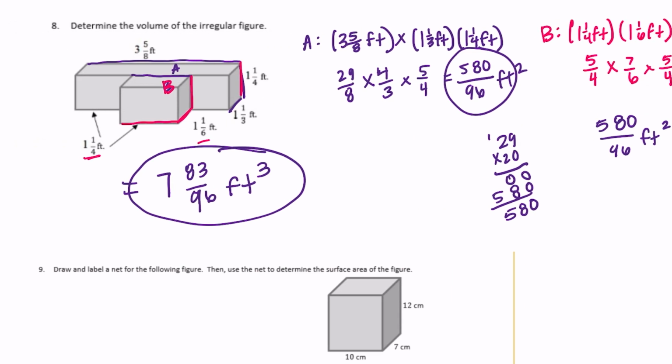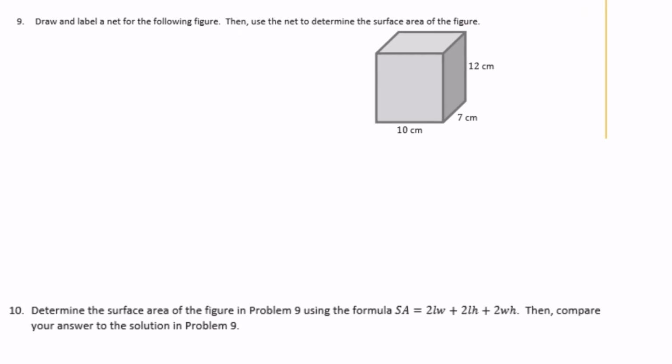Okay, number 9. Draw and label a net for the following figure, then use the net to determine the surface area of the figure. Okay, so we have a rectangular prism that's 10 by 7 by 12. So I'm going to start by drawing this front face here. And it is 10 by 12. So this is 10, this is 12.